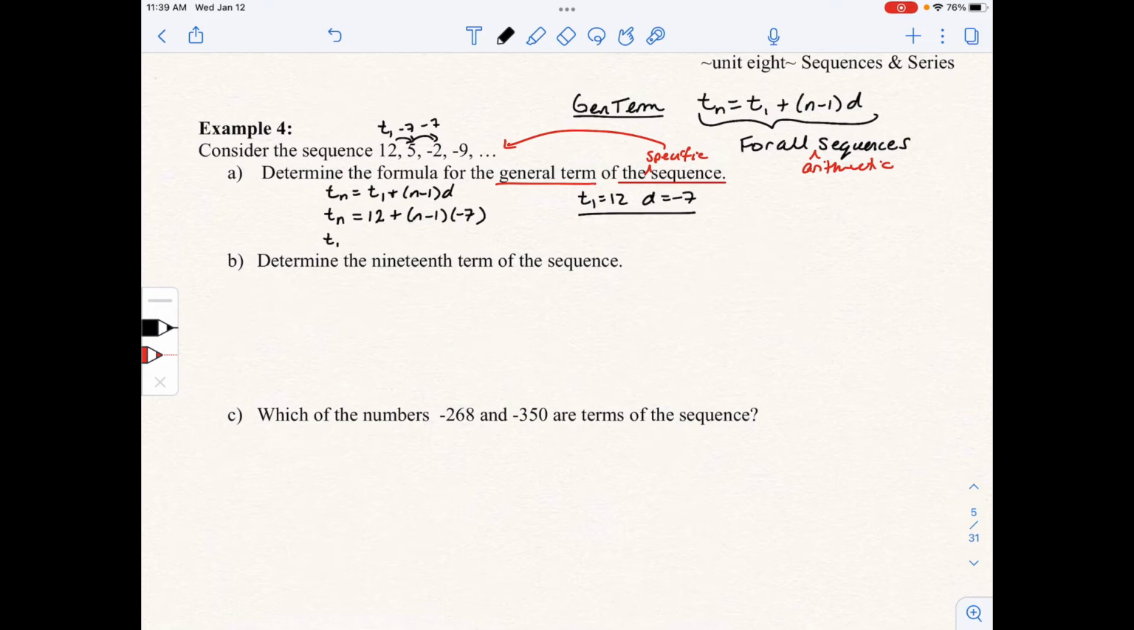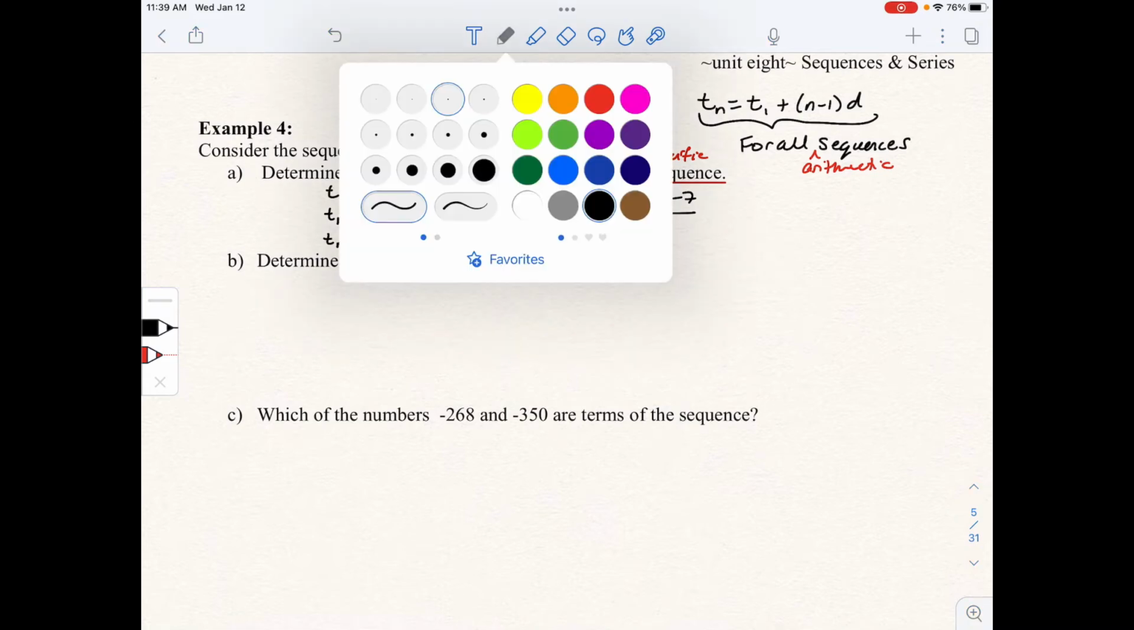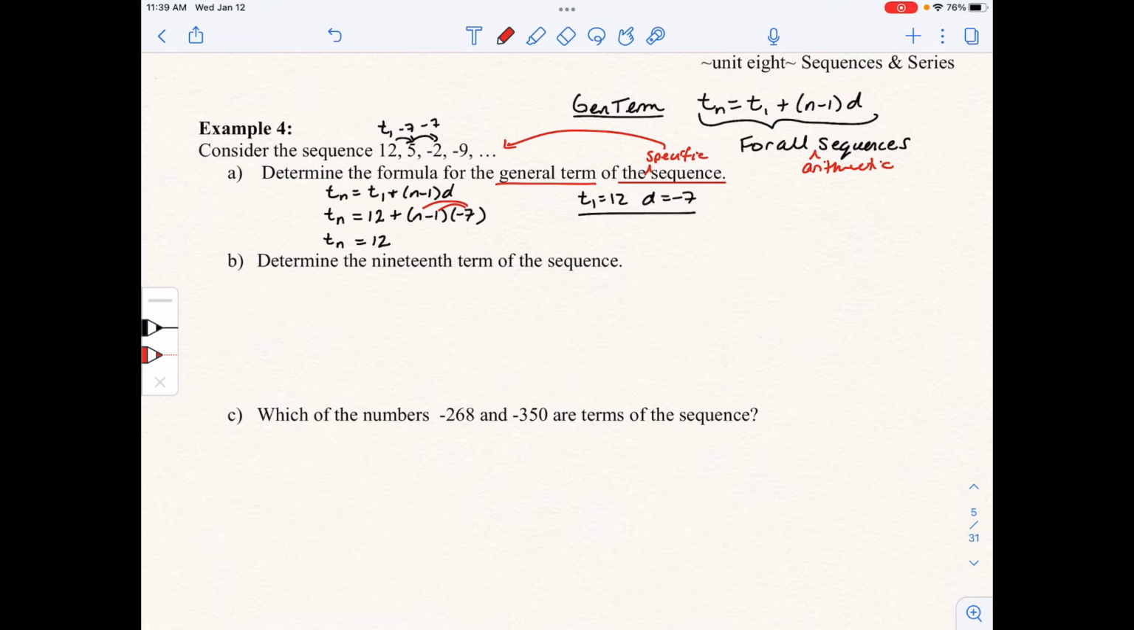So if I rearrange this a little bit, I'm going to just distribute this negative 7 back, and we're going to get a minus 7n plus 7, right? We have to be careful with our signs there. n times negative 7 and negative 1 times negative 7. And then, of course, we've got a couple of like terms that we can add. And so our general term for this specific sequence is 19 minus 7n. We get that from the 7 plus 12. Okay, so that's a specific formula that's been simplified for this particular sequence.